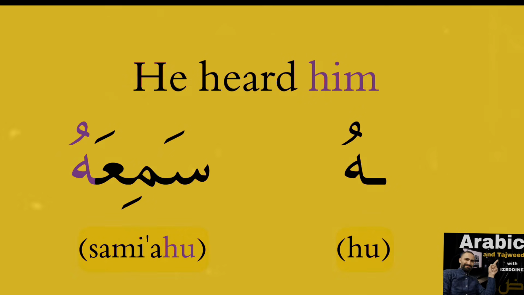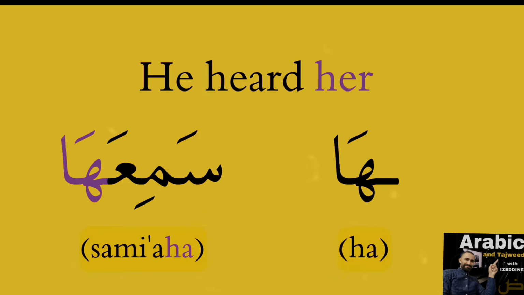He heard him. سمعه. Him. They sound the same approximately, isn't it? He heard him. سمعه. Okay, so the object pronoun here is هو. هو سمعه. He heard her. سمعها. Her is ha. Okay?